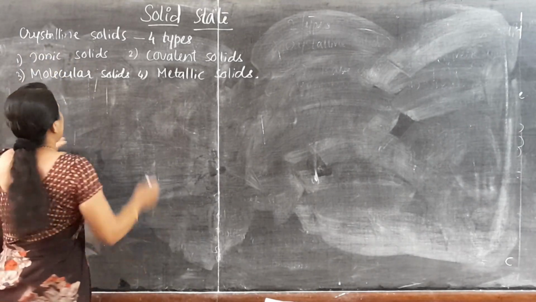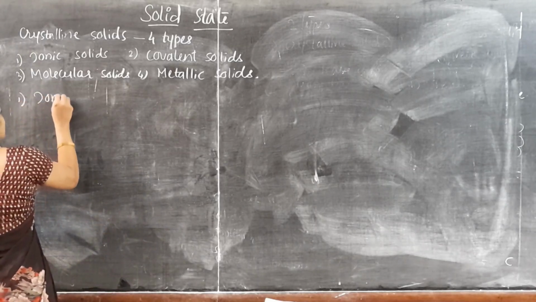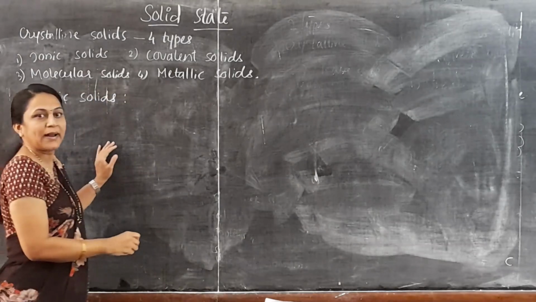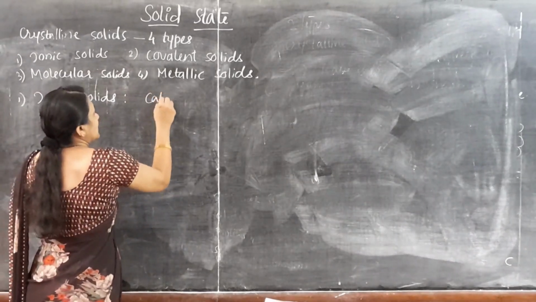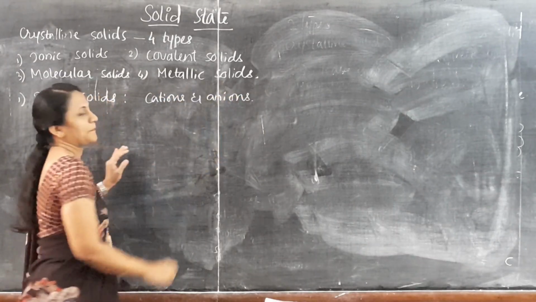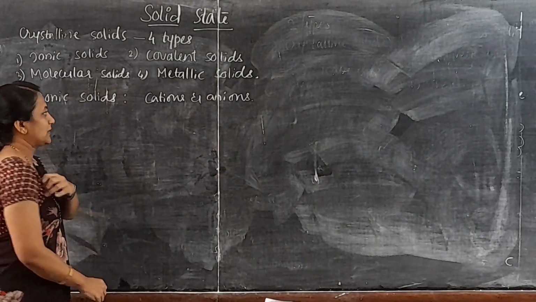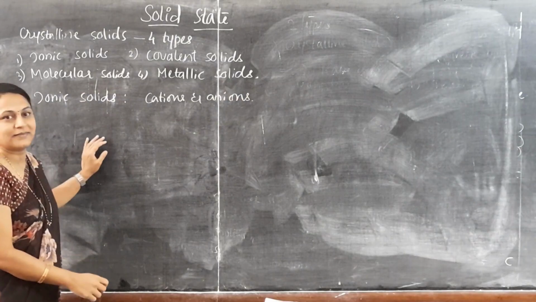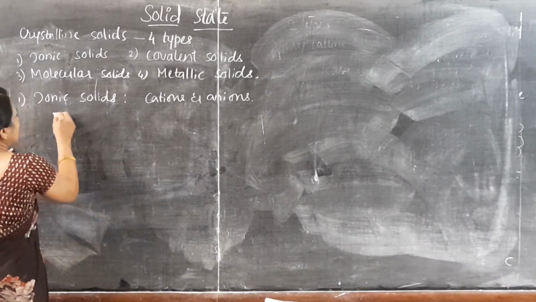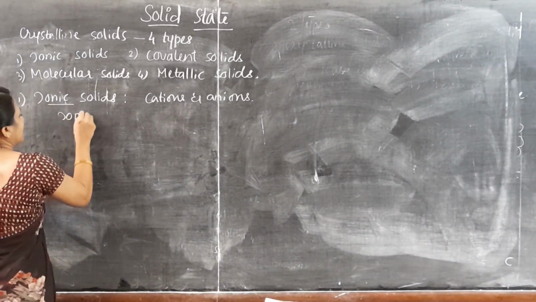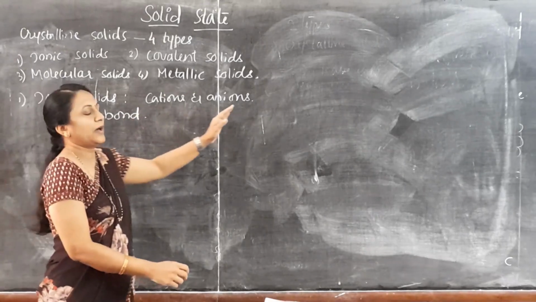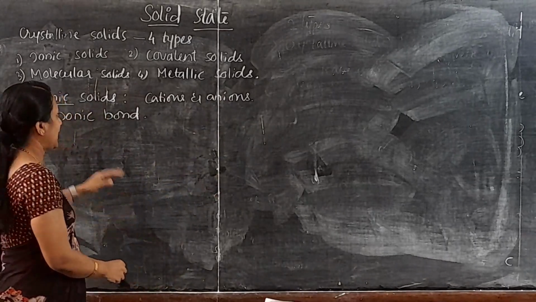Let me consider the first one. It is ionic solids. Here, the constituent particles are cations and anions, and these are held together by a strong force, that is an ionic bond. These cations and anions are regularly arranged in space.